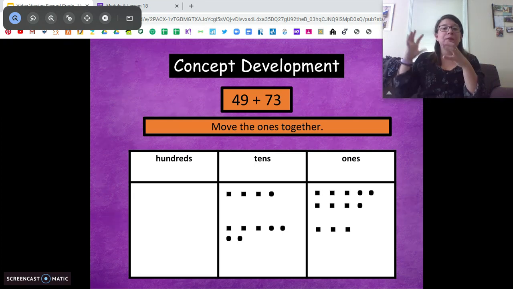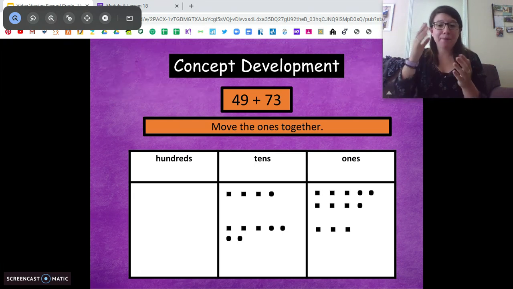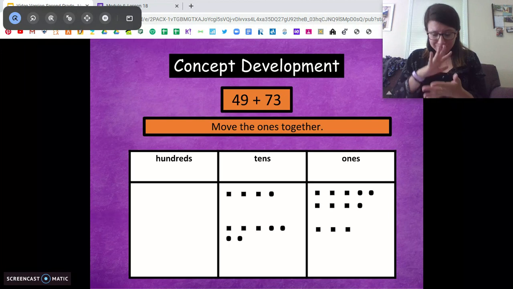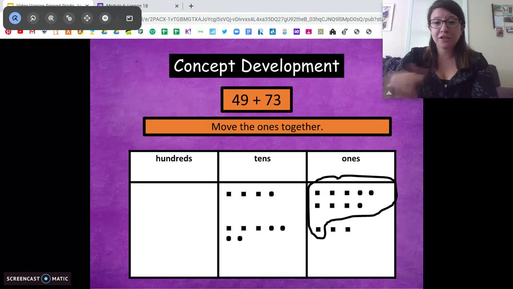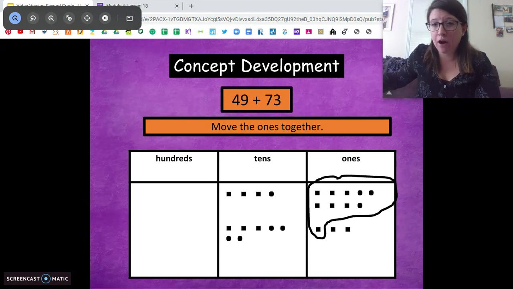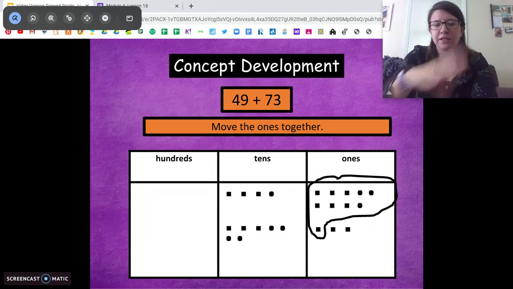Yeah, we need to group and we need to move a 10 over, right? Because we have more than 10 ones there. So we need to group a 10 and move them over. So let's do that. I just circled them. You can take those 10 right off of your place value chart and just put a 10 in its place. You don't have to draw it out. Just move them so it's easier to see.